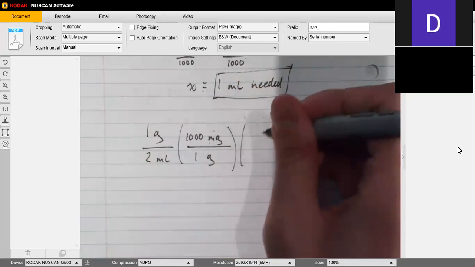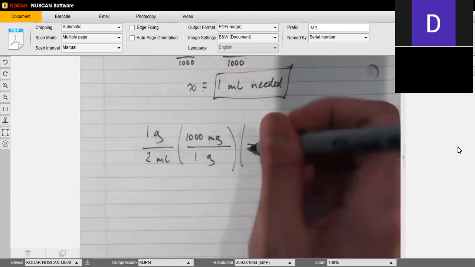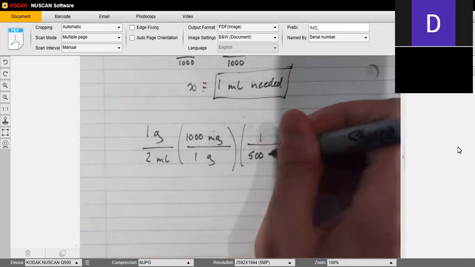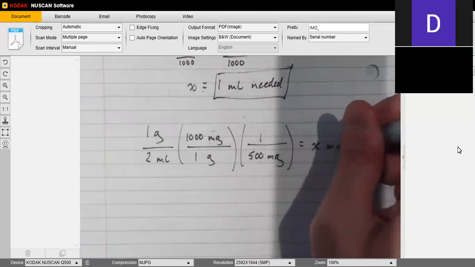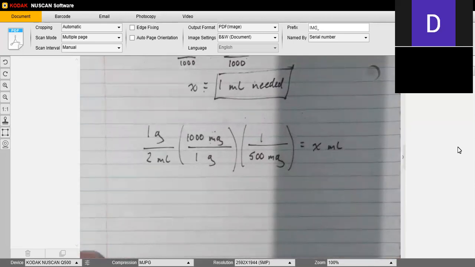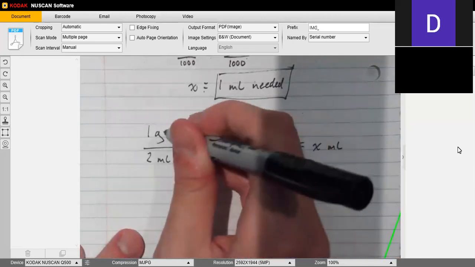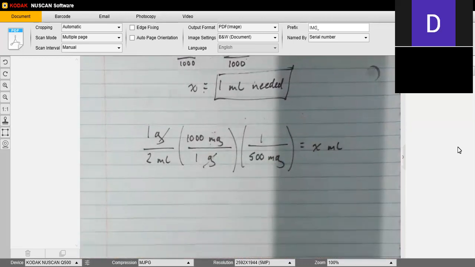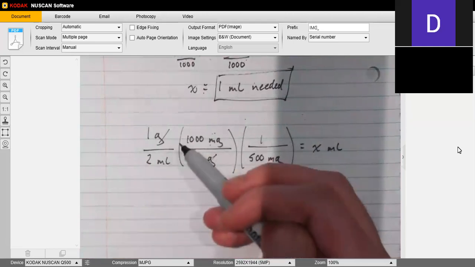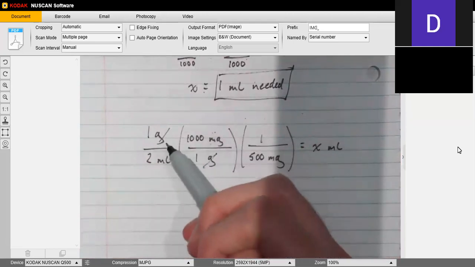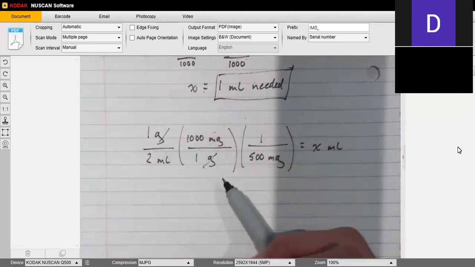And then we want to find out how many of those milligrams go into 500 milligrams. And that equals X milliliters. So all you do with dimensional analysis is you end up canceling out your units. So if there's a gram on the top and a gram on the bottom, they cancel out.